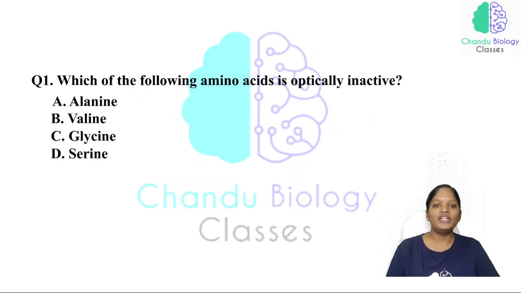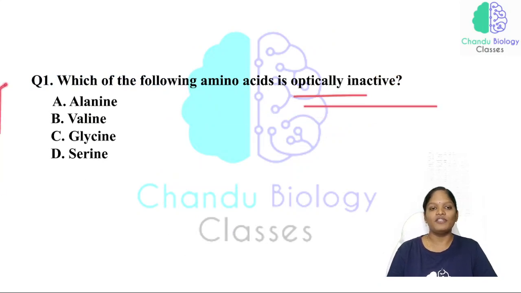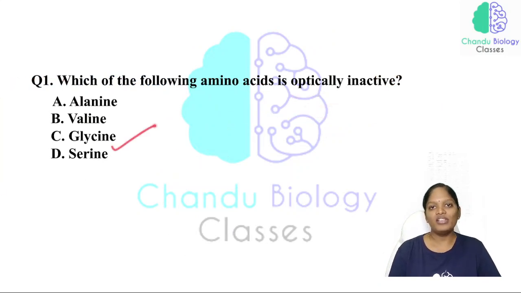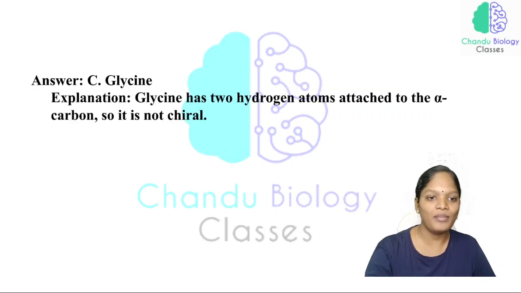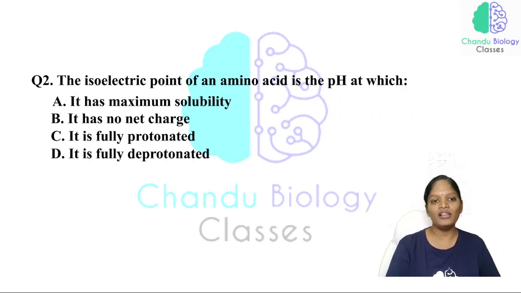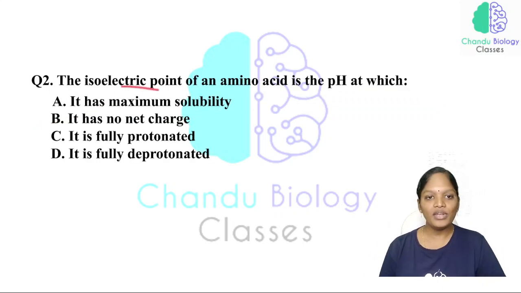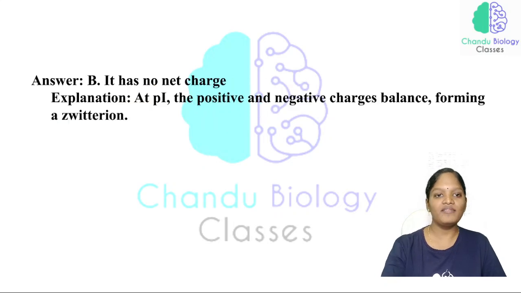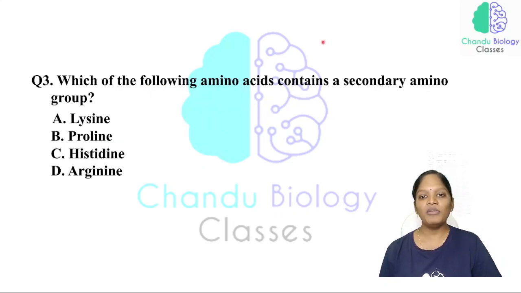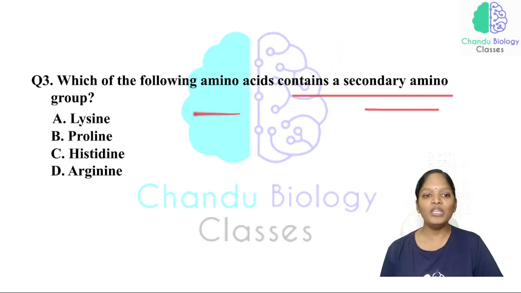So the first question: which of the following amino acids is optically inactive? We keep on saying the same thing: glycine is optically inactive as it has no chiral carbon within it. The isoelectric point of an amino acid is the pH at which it has no net charge, 1 plus and 1 minus. And which of the following amino acids contains a secondary amino group?